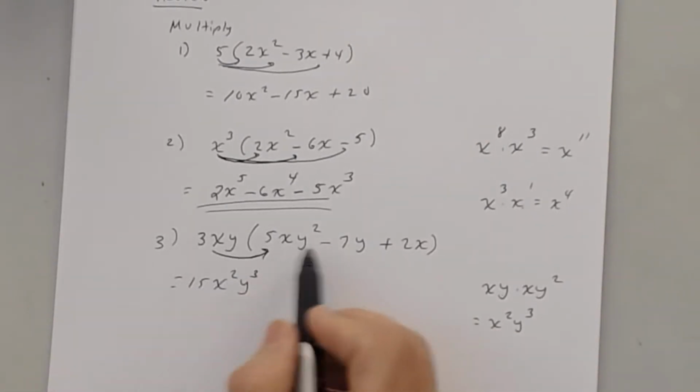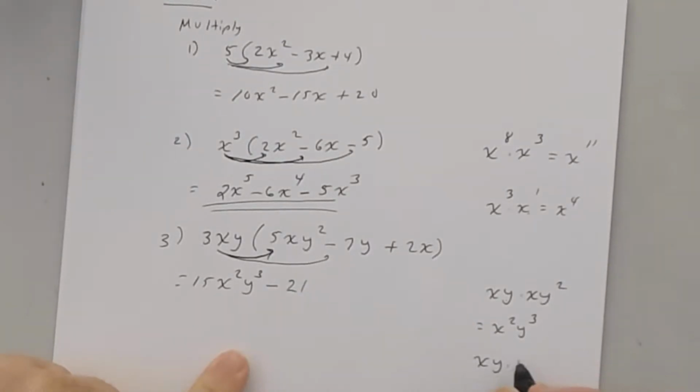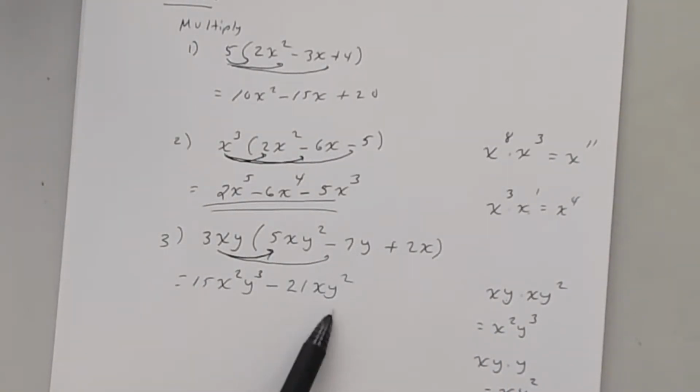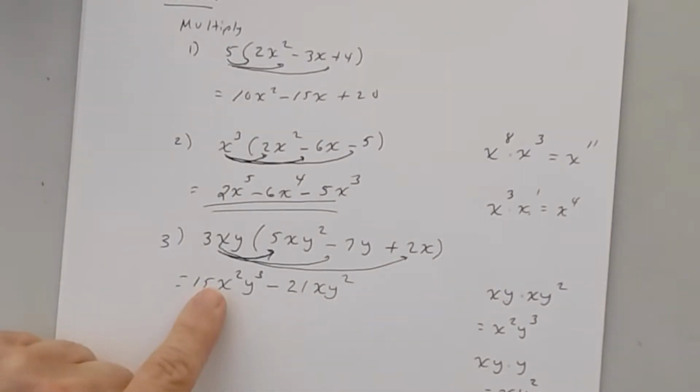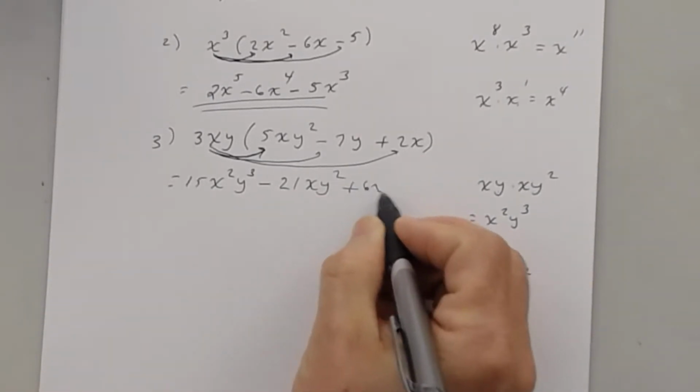Now the next one. What's 3 times a negative 7? All right, now let's do the variables. What is xy times y? Xy squared. So 3xy times a negative 7y is a negative 21xy squared. What is 3xy times 2x? 6x squared y. Y'all agree? Because look, I have xy times x. So what's x times x? X squared y. So that's 6x squared y.